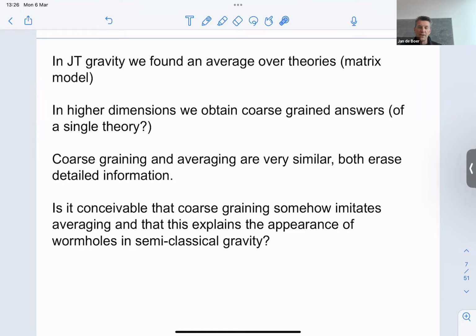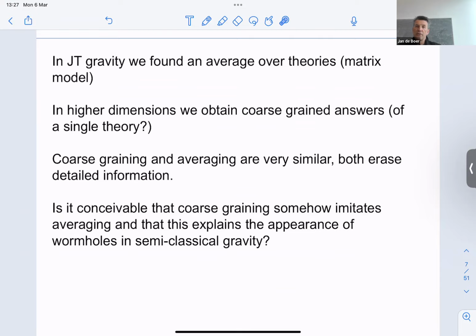In some sense, if you take a theory and you perturb the theory slightly and you average over those perturbations, technically it's almost the same as taking the spectrum, wiggling the spectrum around a little bit and averaging over those wiggles. In both cases, you will end up with what appears to be a smooth density of states rather than a discrete density of states. And some detailed information is gone. So technically, coarse graining and averaging are very similar to each other. Both erase detailed information about the theory.